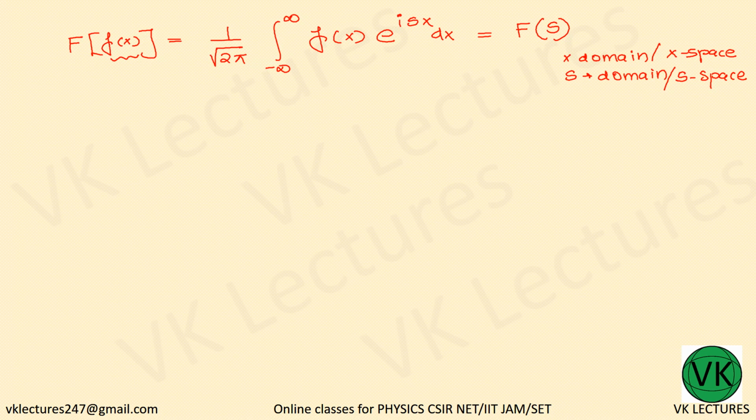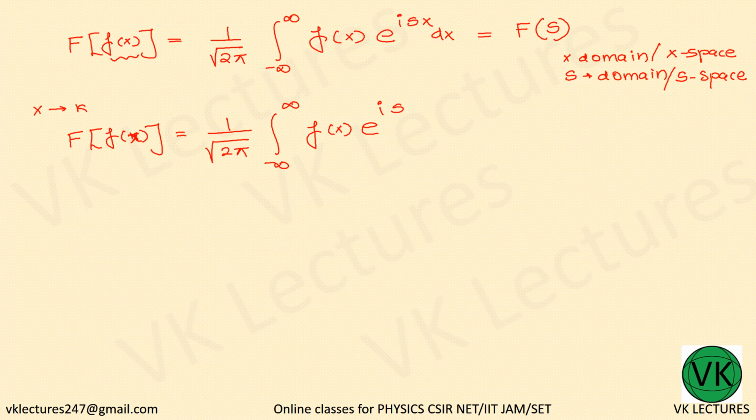If we want to move from x domain to k domain, we have Fourier transform of f of x equal to 1 by root of 2 pi integral from minus infinity to plus infinity f of x e to the power i k x dx. By doing this you are moving from x domain to k domain, f of k.